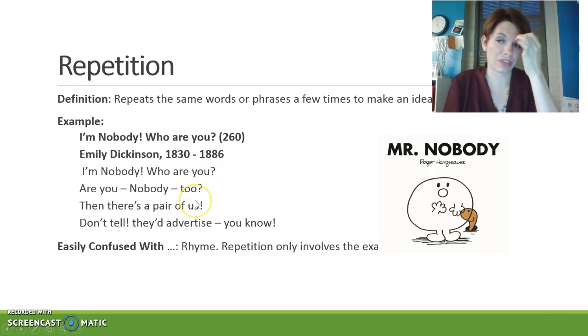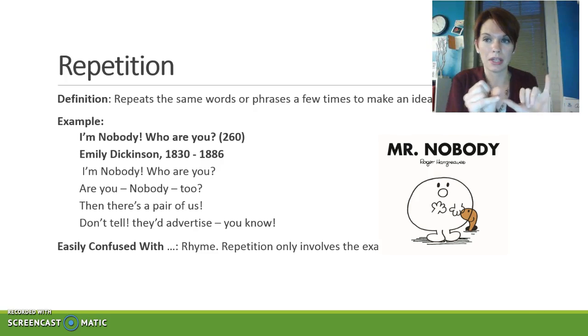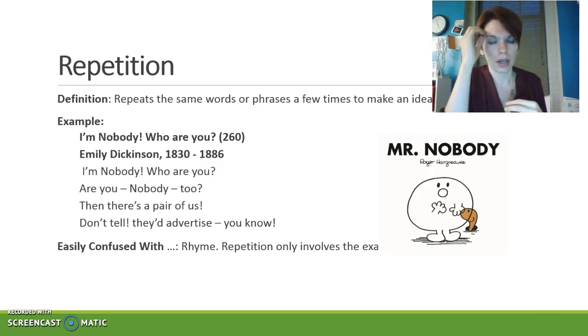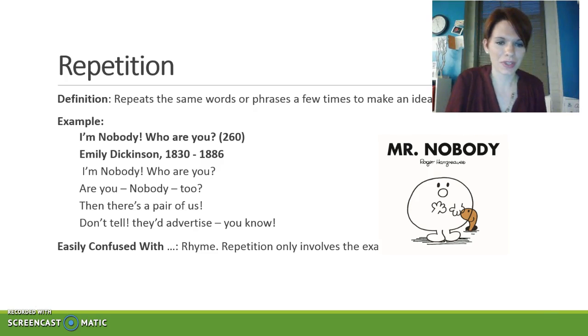One of the most famous examples of repetition is Emily Dickinson's poem, "I'm Nobody." She does that in the first stanza. She says, "I'm nobody, who are you? Are you nobody too?" Right there, she uses the word nobody twice to really make you think about why she is choosing that word to not only describe herself, but to describe this kind of kindred spirit that she's come across.